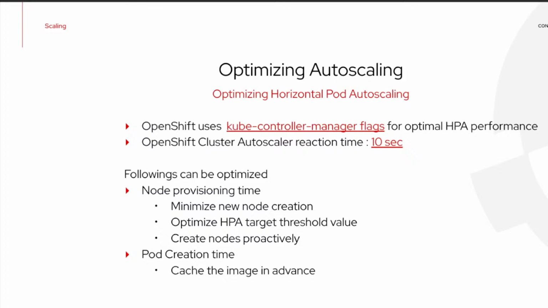So let's have a look. The first one is node provisioning time. You can have some workarounds to minimize new node creation. You can optimize the HPA target threshold value. You can create nodes proactively in advance. In terms of pod creation time, you can cache the image in advance. So let's dig a little deeper and see how we can do each and every step.